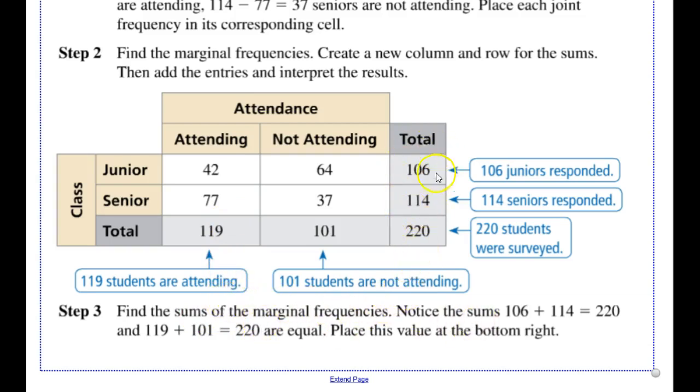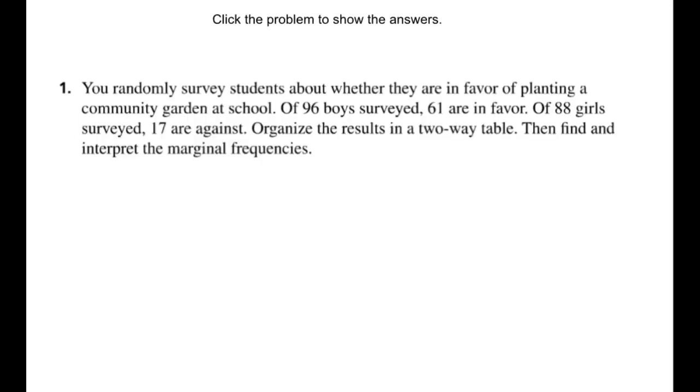So the total in this column will be the same as the total from this row, because this last piece right here, the total number, is always going to be the same sum from these two parts. And that's how I can then analyze and find the total that were surveyed. So now here is your first monitoring progress. Go ahead and try this one and see what you get.